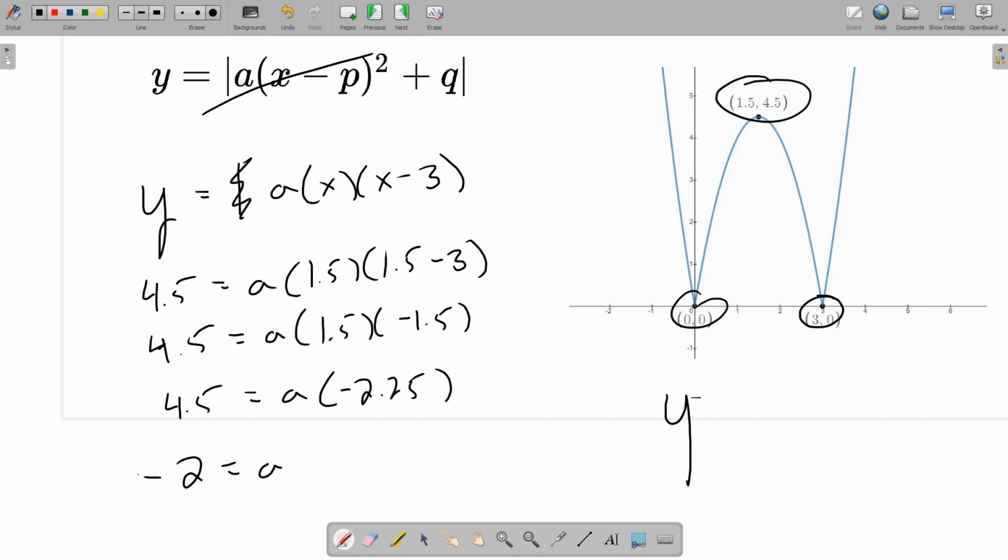So if I come over here and rewrite this, y is equal to, and then absolute value signs, negative 2 times x times (x - 3). And then that right there would be this graph written in factored form. You can, of course, write in vertex form. You can even expand out here. And just to be clear, I got this x and this (x - 3) by just knowing where my x-intercepts are. So I just wrote them in factored form.